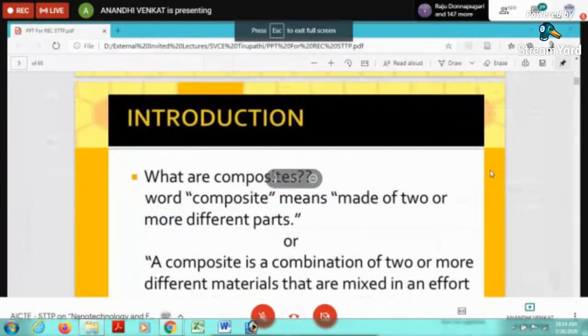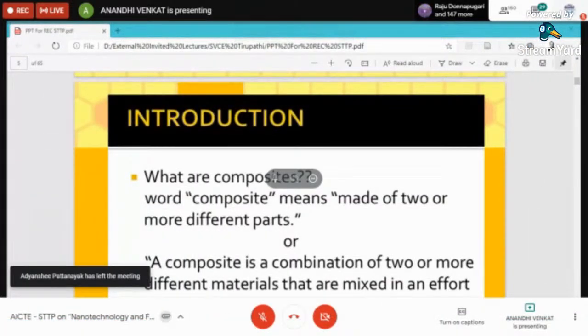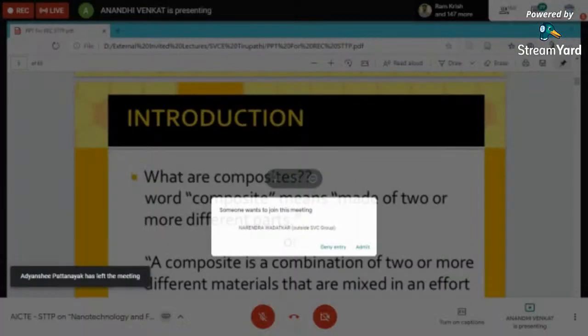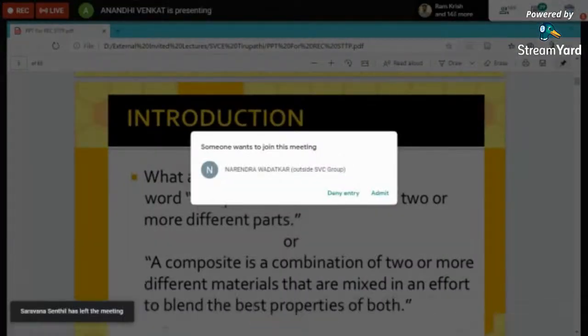What is the difference between composite materials and alloy? Both are looking alike. Composite is different, alloy is different. Why are different names being used?